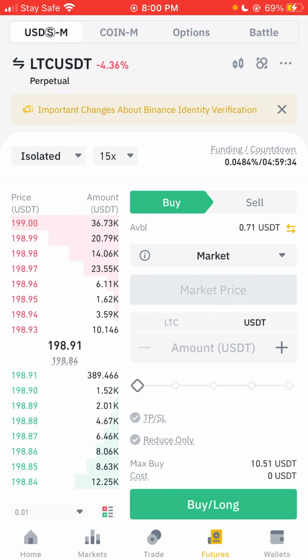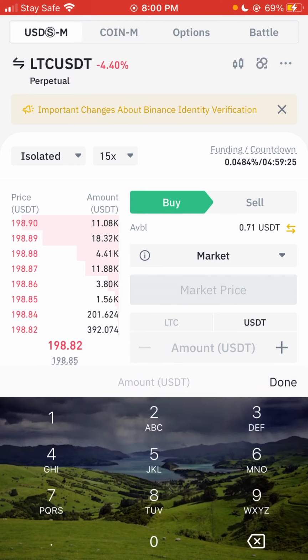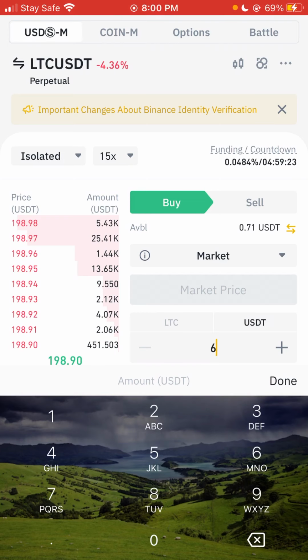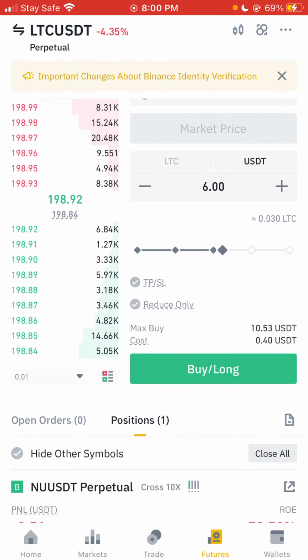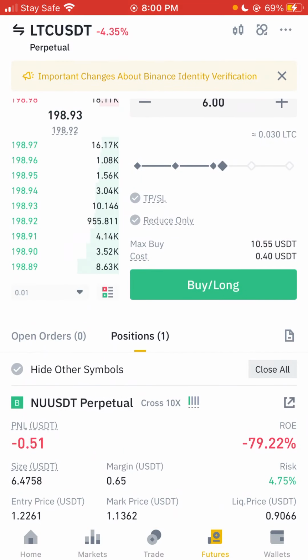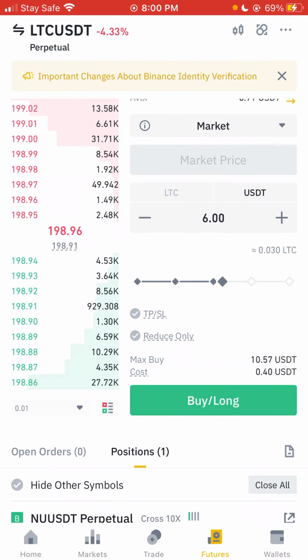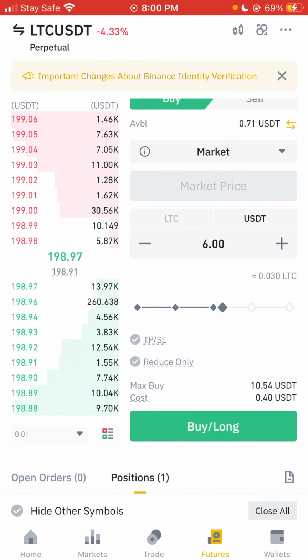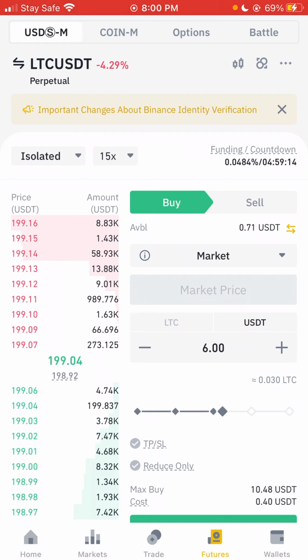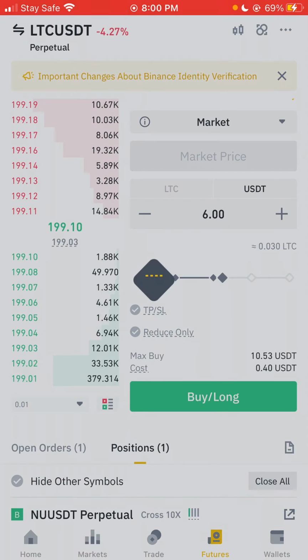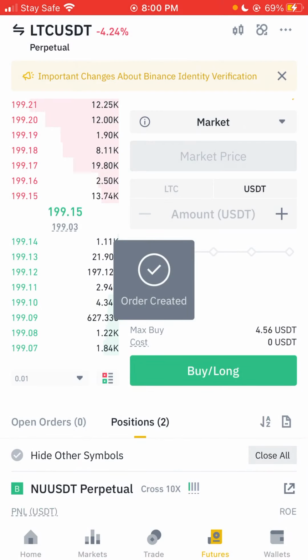Remember, presently LTC is at 198.90, right? And I'm buying at market. I want to buy it immediately, like right now. So let me buy with $6. Can you see? I'm buying with $6, and I click on buy/long. You understand? Remember, I'm buying right now, so I click on buy/long. Can you see? Order created.